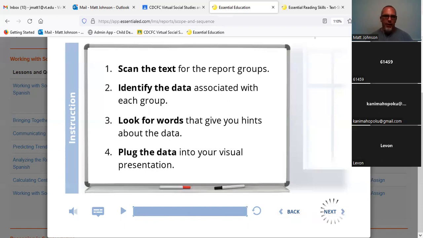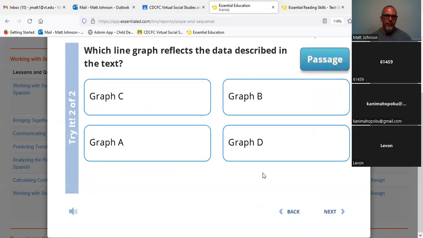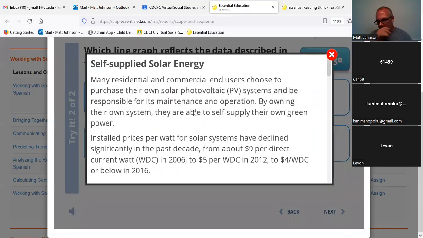And the next one here. Which line graph reflects the data described in the text? Right. So applying both text information and looking at graphical information. And this is where it's a bit tedious, right? You're going to have to possibly go back and forth and look at each representation.